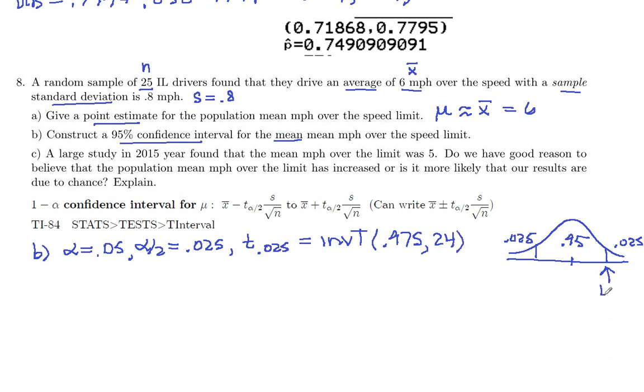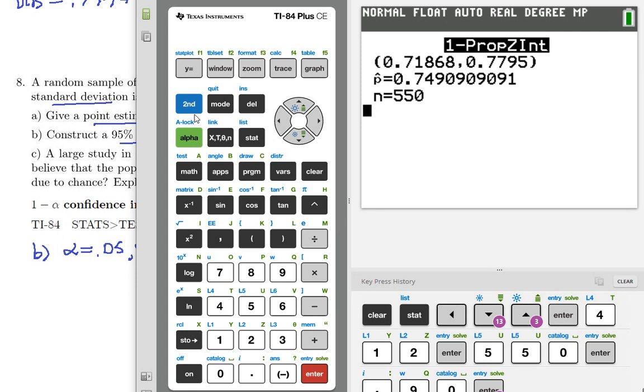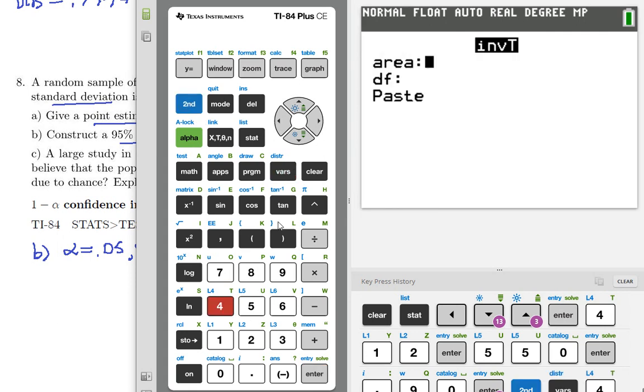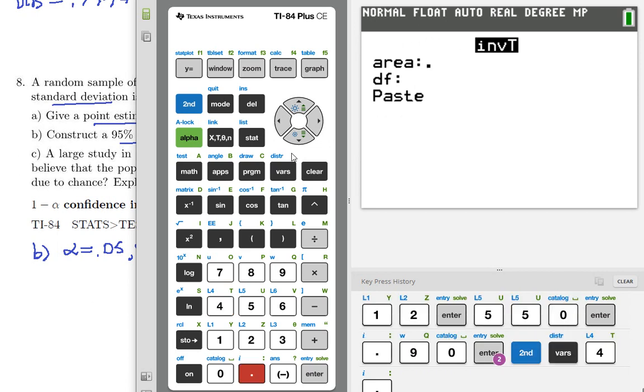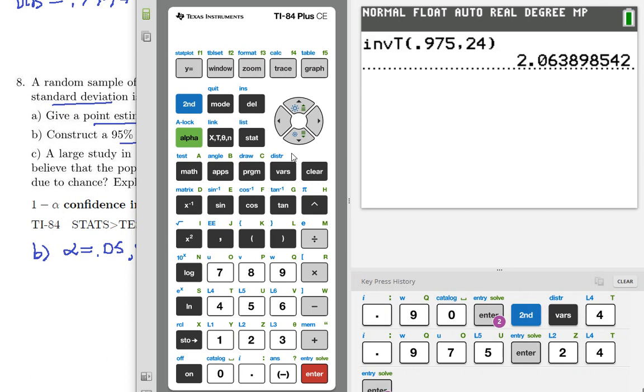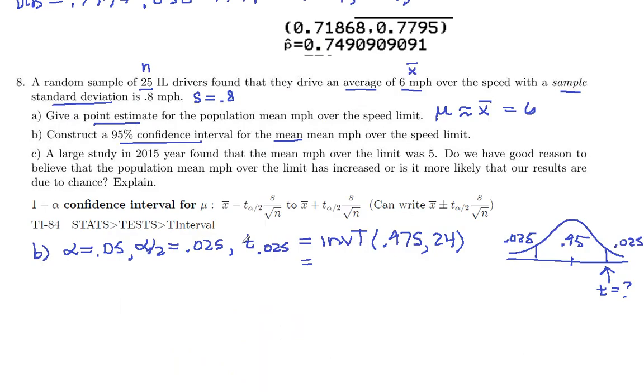So we want this t-value here, t equals. So let's go ahead and compute that. So second variables, we want inverse t, number 4. Our left area, 0.975. Our degrees of freedom, 24. 2.0638, so 2.064.